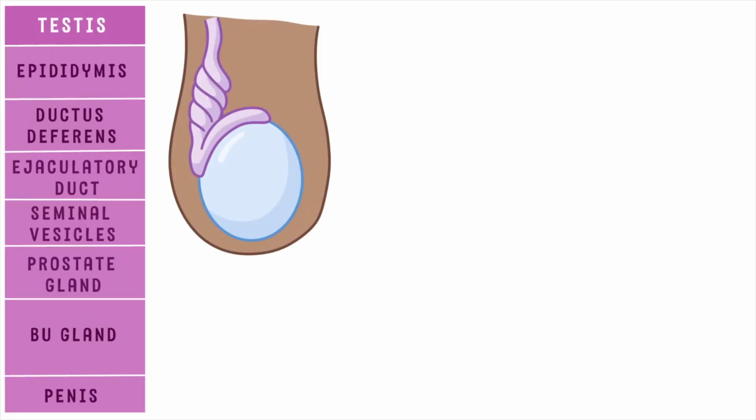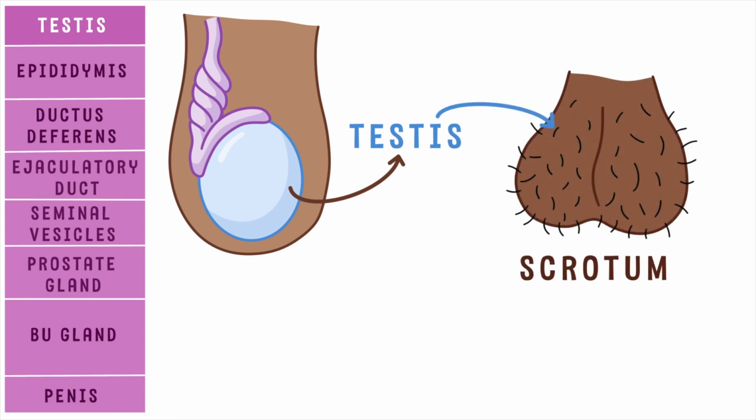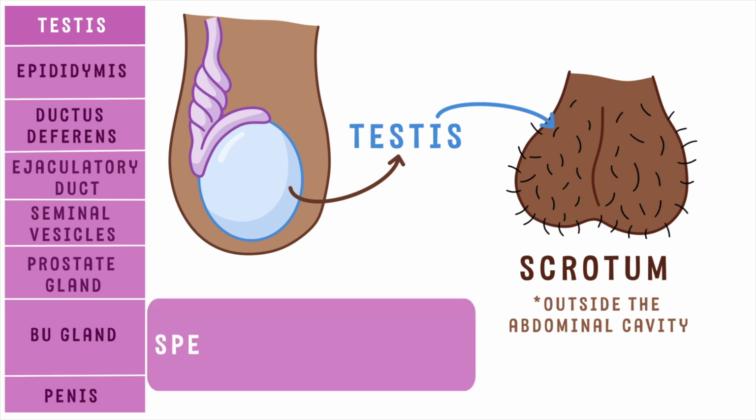So each testis is an organ suspended within a pouch of skin known as the scrotum. The testes thus lie outside the abdominal cavity, and this ensures that spermatogenesis, the formation of spermatozoa, occurs at a temperature slightly below body temperature, a requirement for successful gamete production.